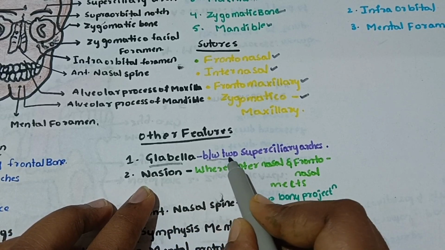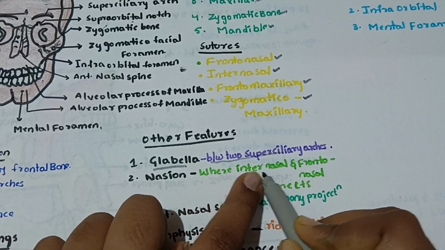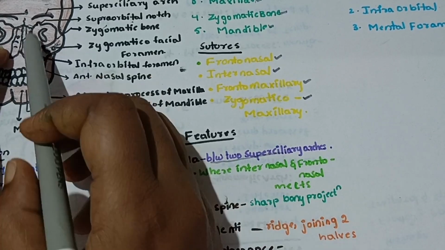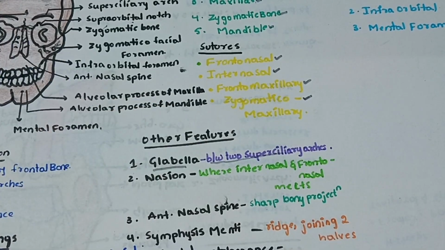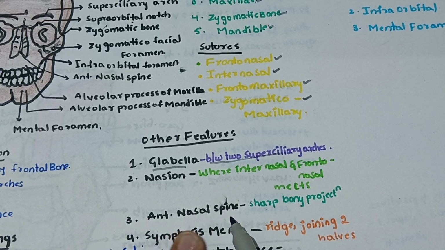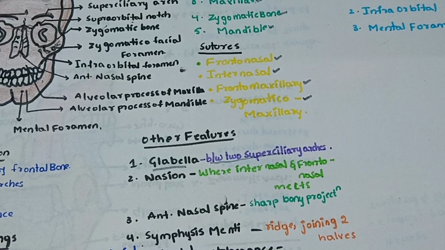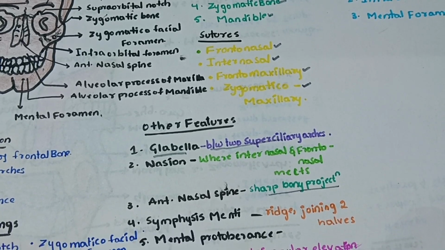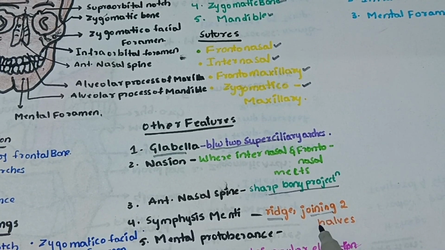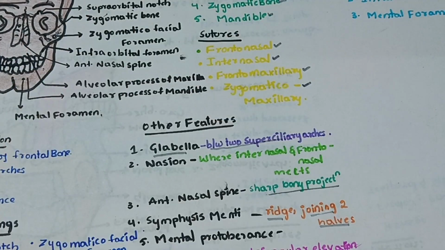Glabella, as I said, is present between the two superciliary arches. And nasion, where the internasal and frontonasal sutures meet. This is the internasal and this is the frontonasal. Now, the anterior nasal spine is present somewhere here. The posterior nasal spine is also present, but we cannot appreciate it; we cannot see it. It is a very sharp bony projection. And symphysis menti: the mandible is formed from two halves meeting at the point known as symphysis menti.